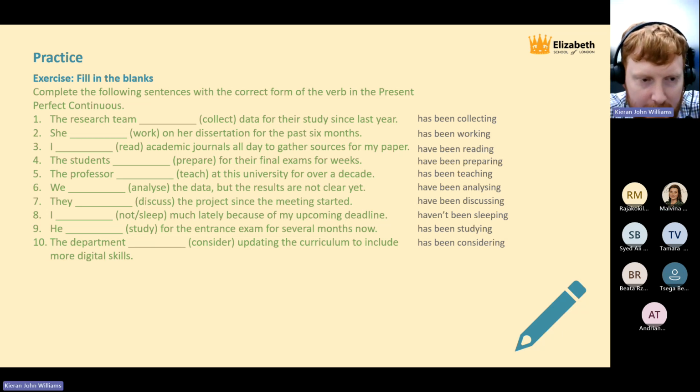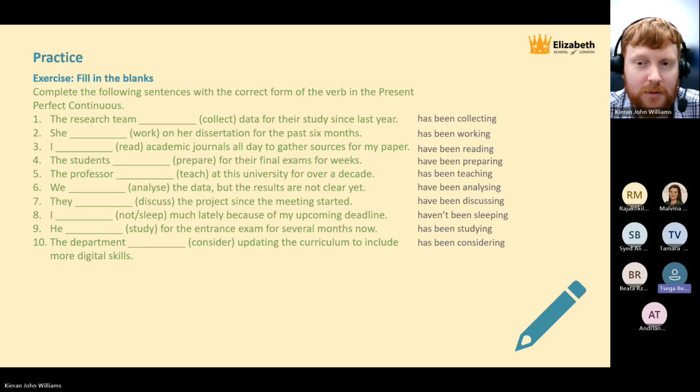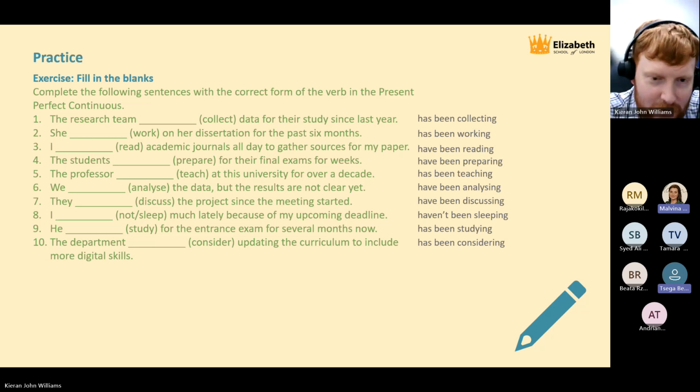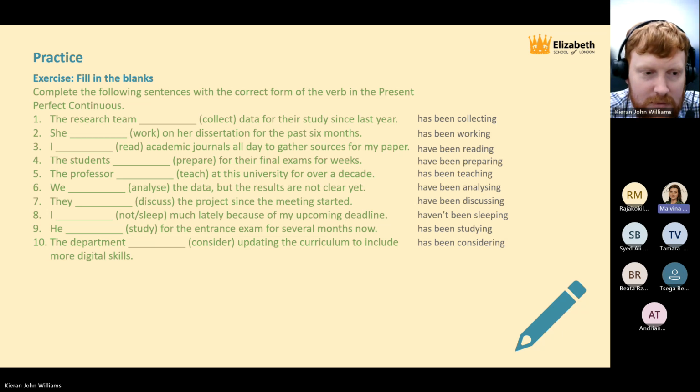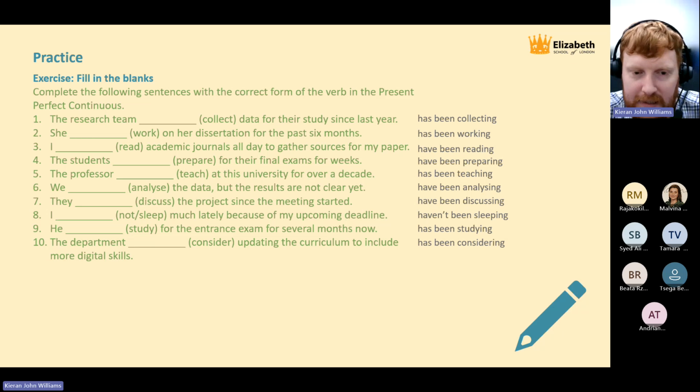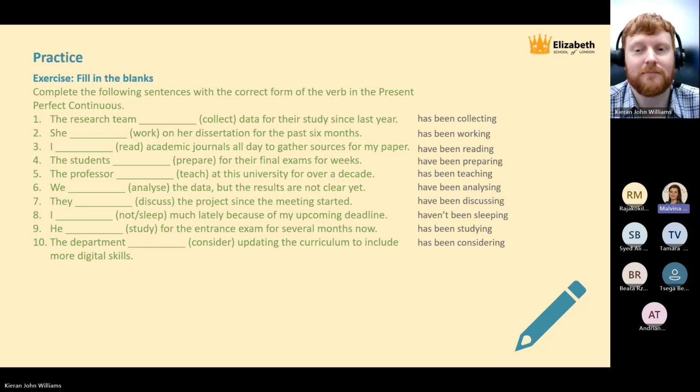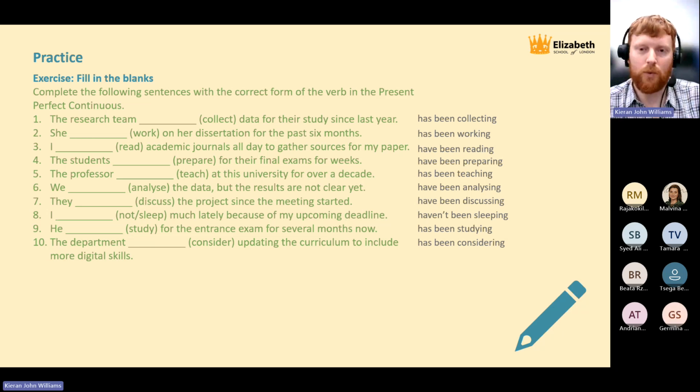Now, number 8 is negative. Okay. But what is it? I have not sleeping. Okay. I have not been sleeping. Good. Have not been sleeping or haven't been sleeping. Number 9. He has been studying. Okay. Good. And then number 10. Has been considering. All right. Well done, everybody there.